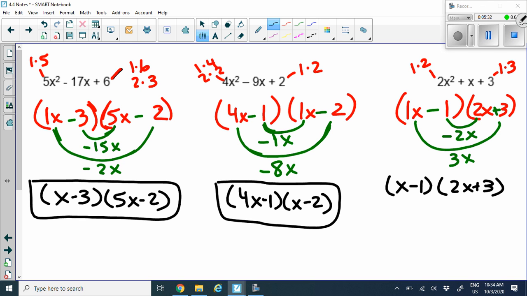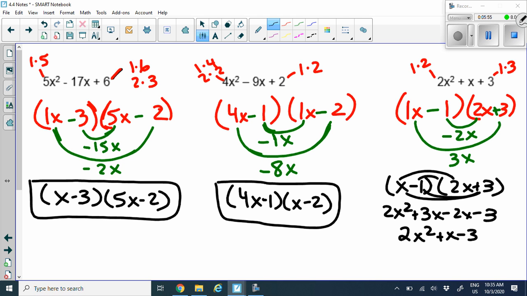And it gives us our answers back. So we get 2x times 2, so that gives us 2x squared. Then we do our outer, so we have 3 and x, so that's positive 3x. If we do the inner, we get negative 2x. And then the outer, negative 1 times 3 gives us negative 3. So here we get 2x squared plus x minus 3.